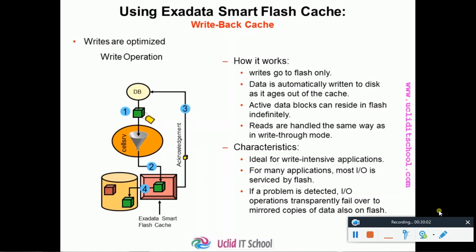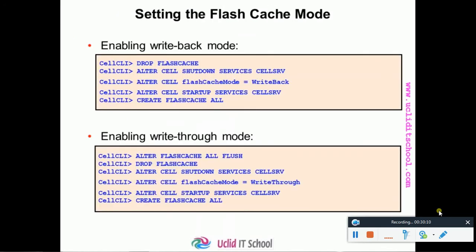So this is how the write back algorithm works. Now, as I told you, you can switch from any mode to any mode at any time. This slide shows you how to enable write back mode and how to come back to write through mode. The default mode is write through mode. Assuming that we are in write through mode, which is the default mode, how to enable write back mode?